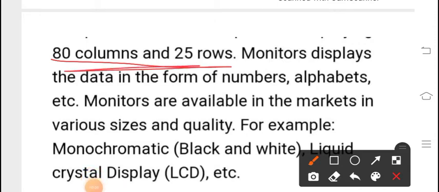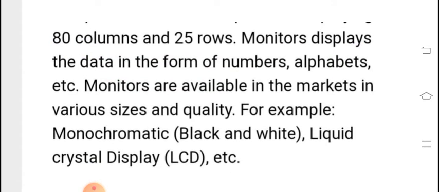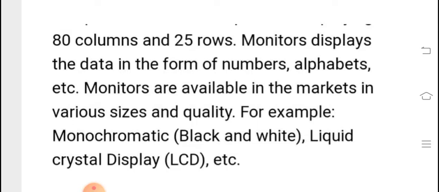This is about the screen. Monitors display the data in the form of numbers. Have you seen such numbers while going to the train station? The indicator is there, the dotted board is there and the time is given over there. You may have seen all these things. Some alphabet is written over there, like Churchgate train, Borivali train, and some time is written. So that type of display.